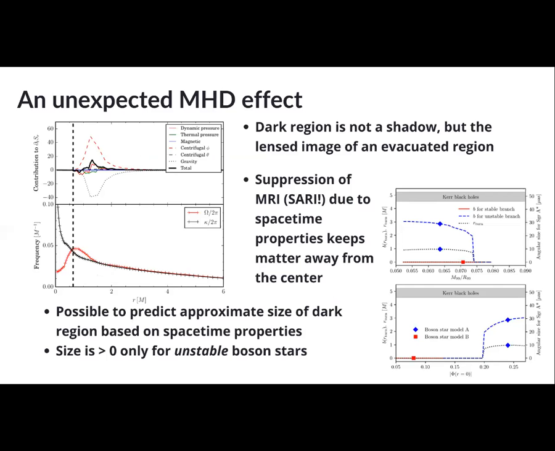So, going back to the origin of this evacuated structure, we see indeed that there is a magnetohydrodynamical explanation of why this happens, why we have this evacuated region in the middle. This is related to the mechanism for angular momentum transport in GRMHD simulations.